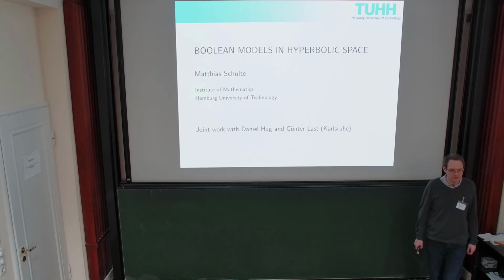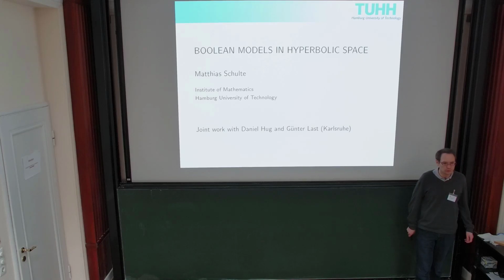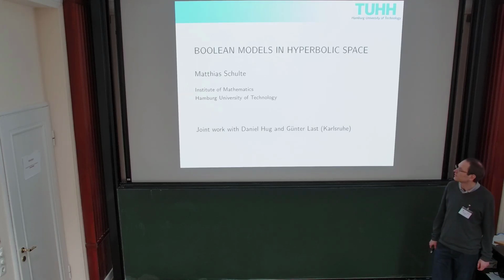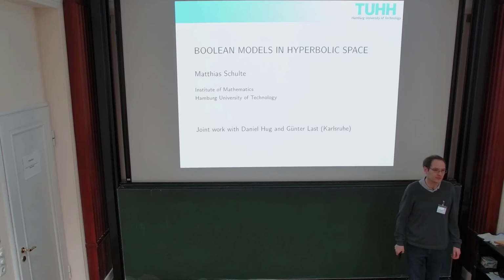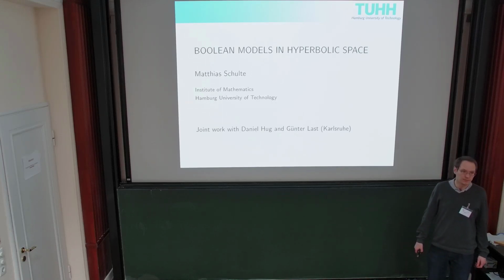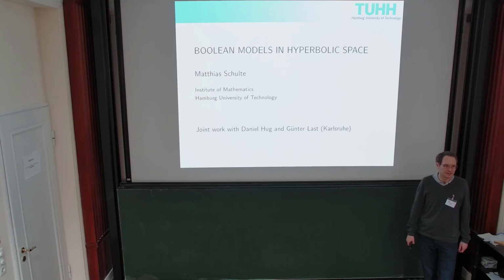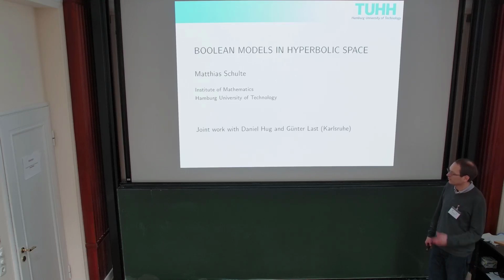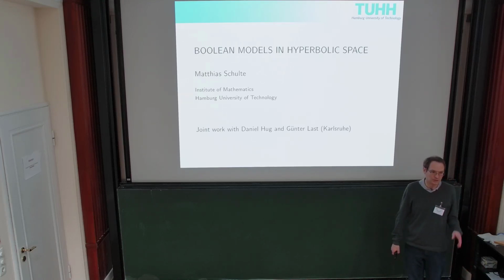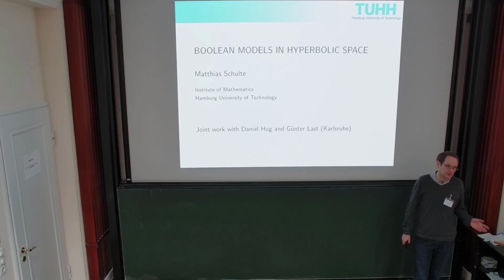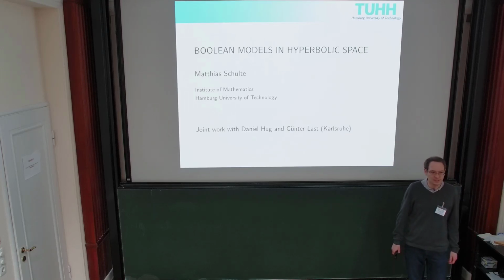So what I'm going to talk about is some joint work in progress with Daniel Hug and Günter from Karlsruhe. The idea of this project is that the Boolean model is a classical topic from stochastic geometry, but usually it is studied in Euclidean space, whereas we will study it in hyperbolic space. And so one of the main points of my talk will be to compare what we observe in hyperbolic space compared to Euclidean space.